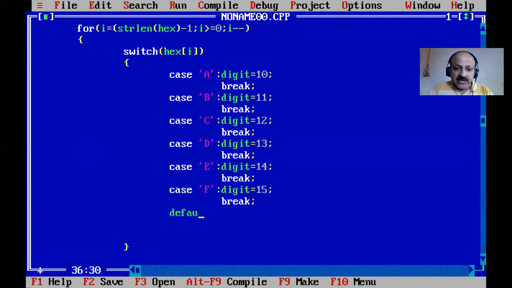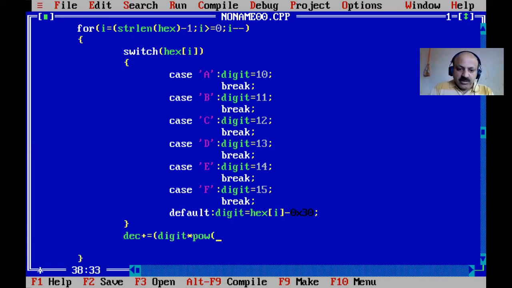And now we can take the default case. Here we initialize digits, so we say hex of I minus 0x30. What is that? Why do we have to subtract? Let me explain afterward. Here our switch case is complete, and after the switch case we have to initialize our decimal plus equal to digits multiplied by the power function. That is our process.